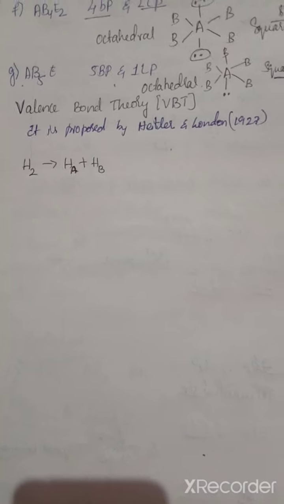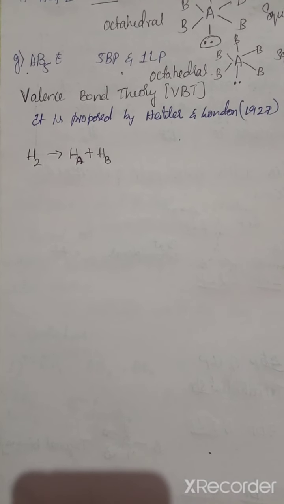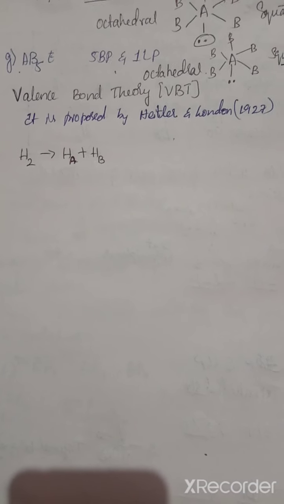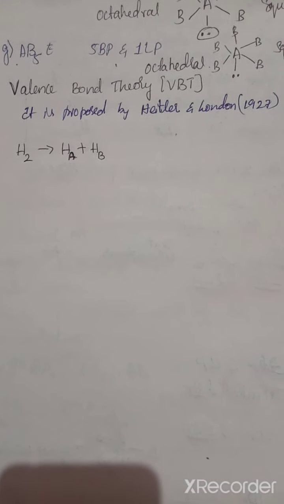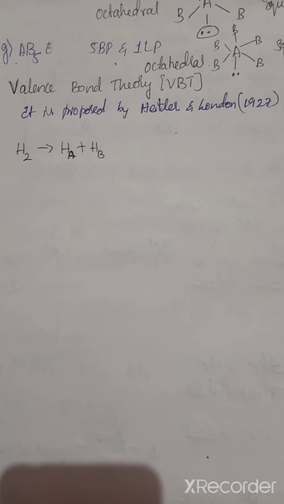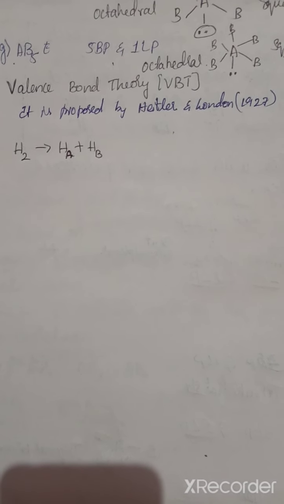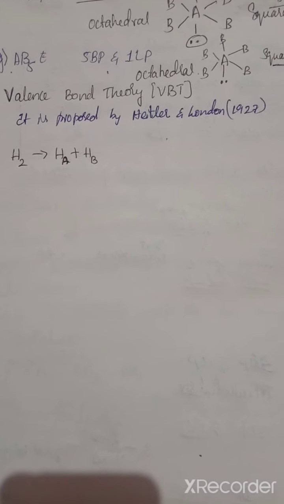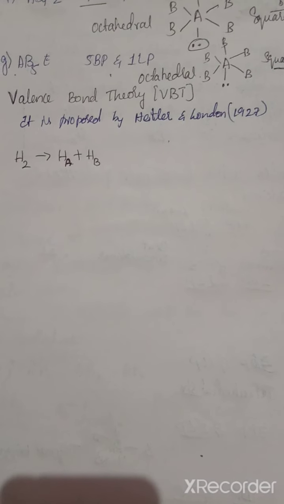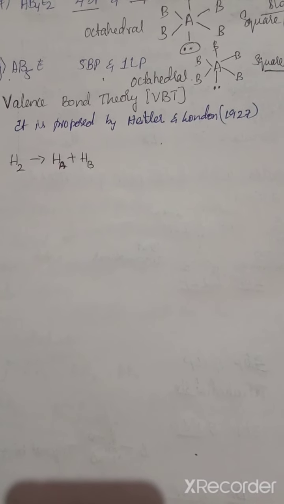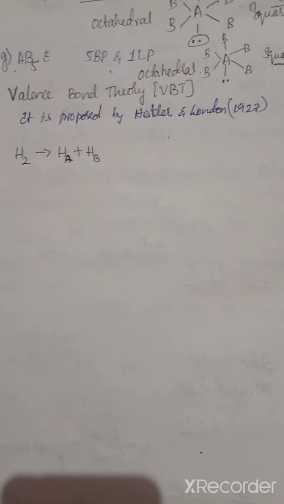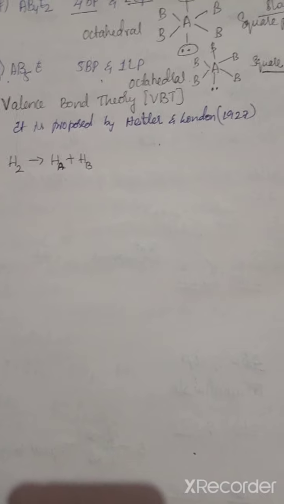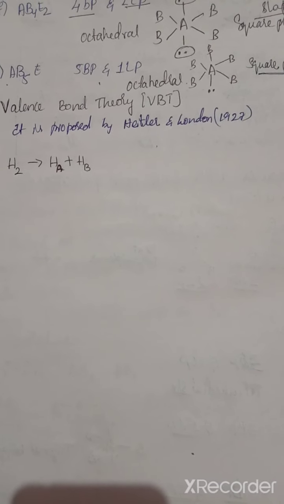Yes, fine. Last video we discussed the lone pair of a molecule and molecules which do not have a lone pair. In this video we are discussing the valency bond theory. This valency bond theory was introduced by Heitler and London in 1927. They developed the valency bond theory after Pauling.